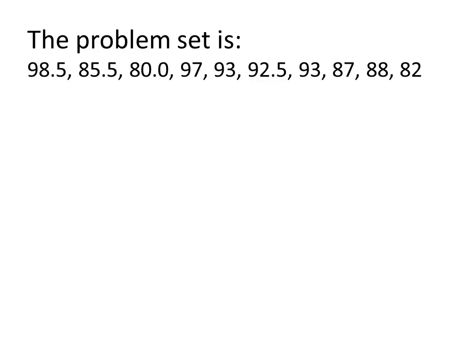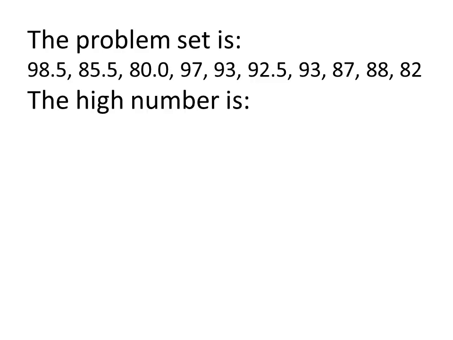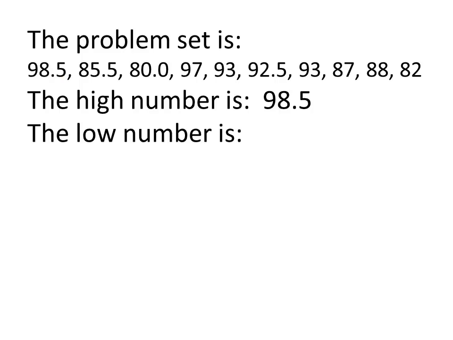Again, we can see we have 10 values here, so we need to find the high number in the set. Scan through the numbers above, and you can see that the largest one is 98.5. Now have a look at the list again and find the low number. Scanning through the list of 10 numbers above, we can see that the low number is 80.